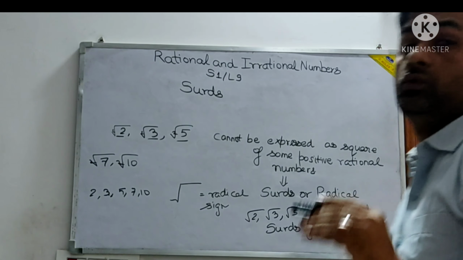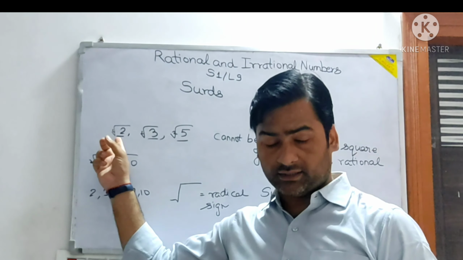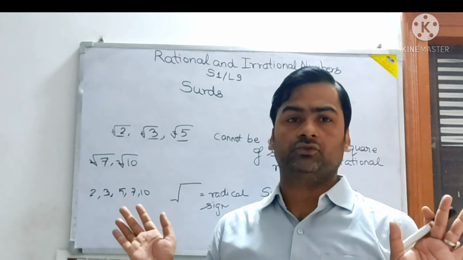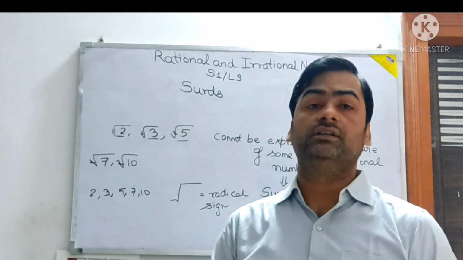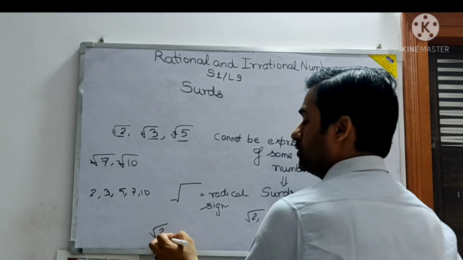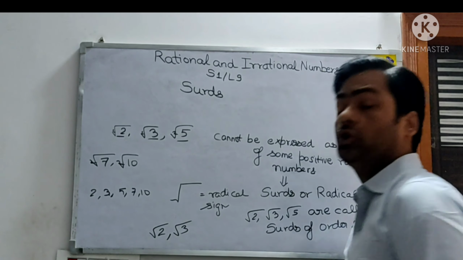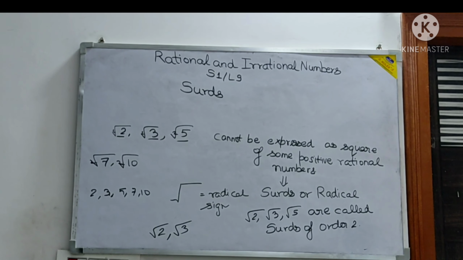Okay. So what is the thing that you have to see? That the number written under the radical sign should not be a perfect square. If it is not a perfect square, we will be calling that whole thing as what? Surds. That means root 2 is a surd. Root 3 is also a surd, because 2 cannot be expressed as a perfect square of some number.